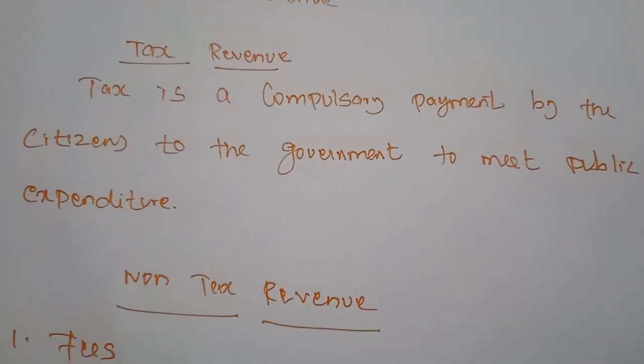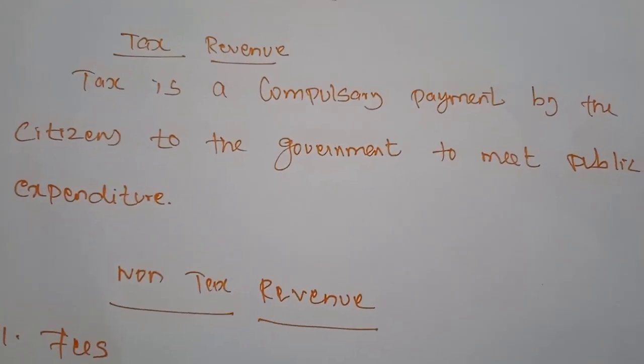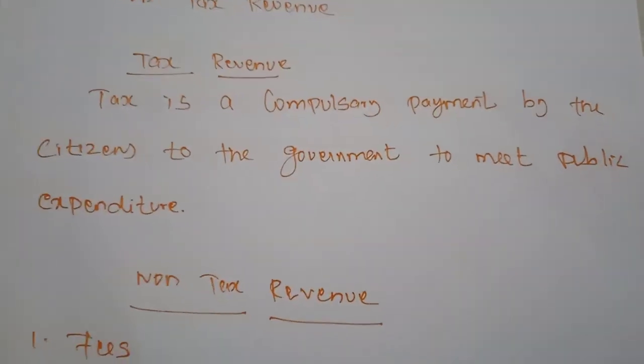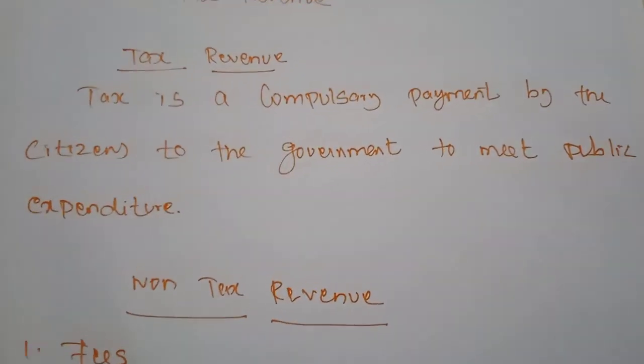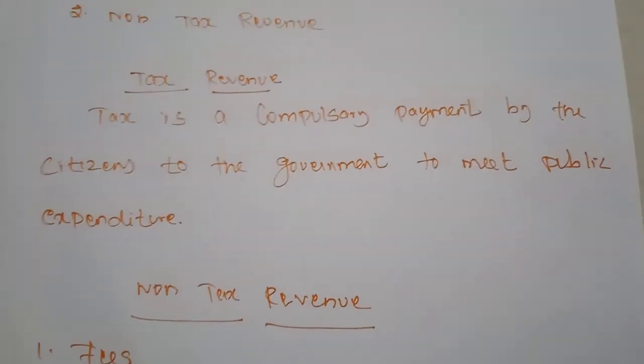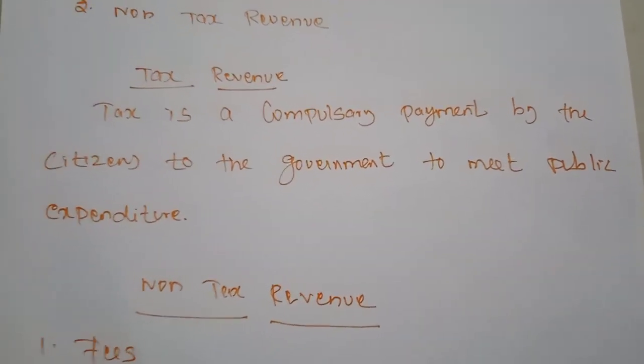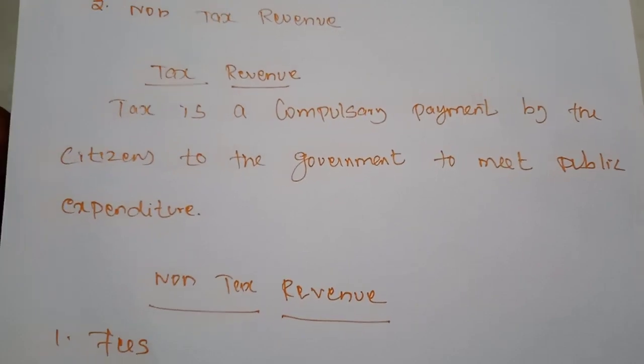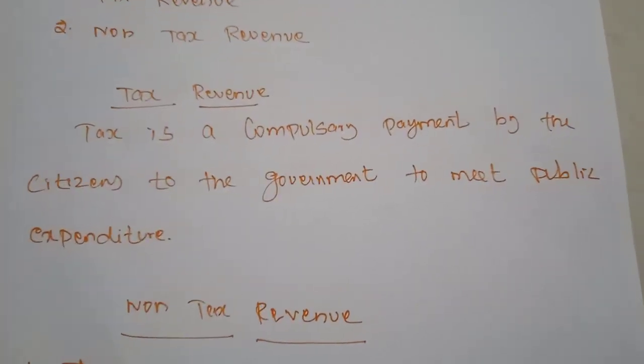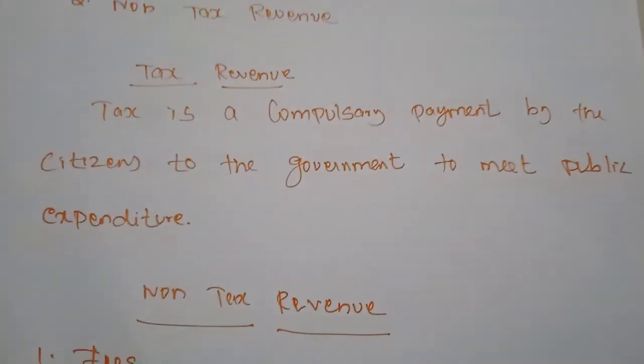The refusal to pay the tax is a punishable offense. So all persons, as citizens, every individual also has to pay the tax to the government. It is one of the responsibilities of citizenship. If we refuse to pay the tax, it is a punishable offense.